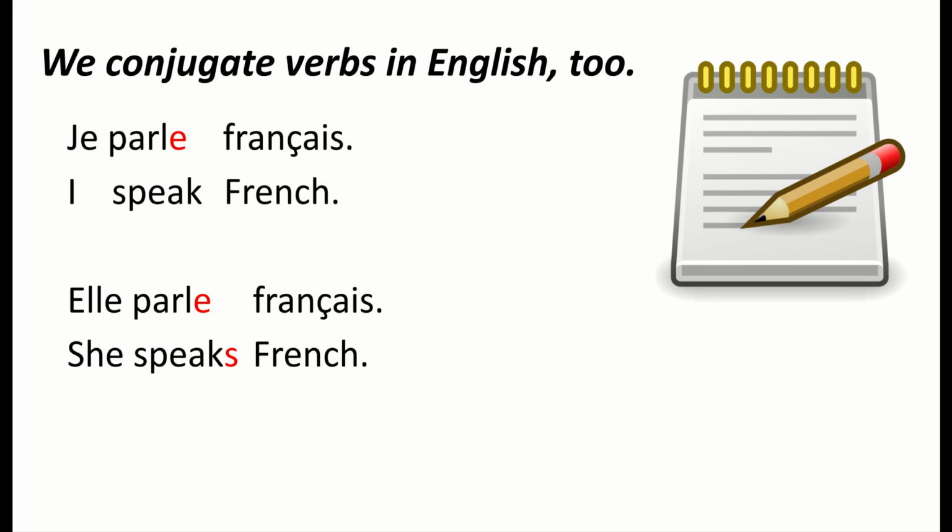We conjugate verbs in English too. Je parle français, I speak French. Elle parle français, she speaks French. Okay, so even though in French, when we're talking about I speak or she speaks, it's the same, right? It's the same form for parle. You just added that E, whereas in English, we added an S. So we do the same thing in English. And just like when you were learning English for the first time, learning how to spell and doing all that fun stuff, you had to remember to add an S sometimes. So this is the same kind of thing that we're now doing in French.